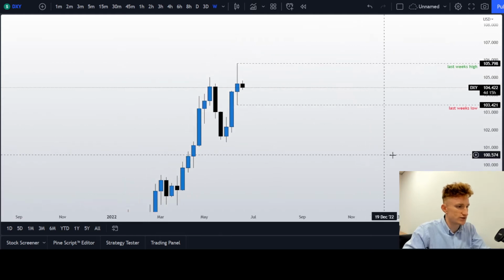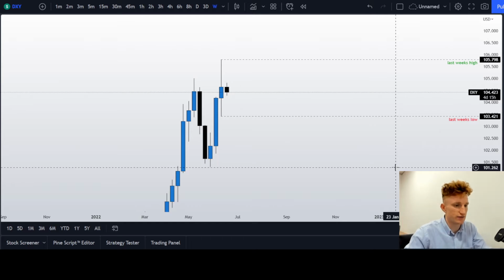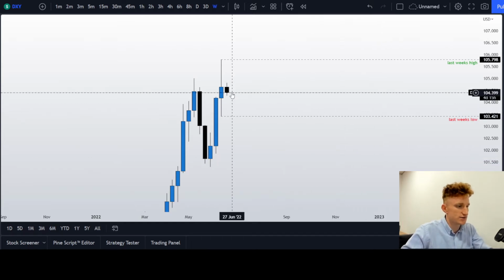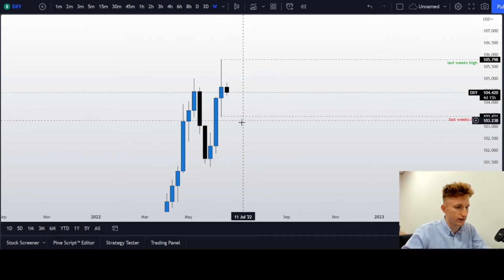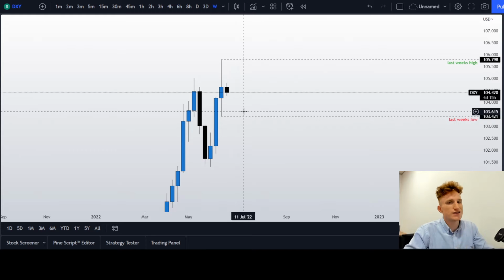You guys know that I always like to seek liquidity, and the easiest liquidity to seek is of course last week's low and last week's high. In an ideal scenario, what I would like to see is that we clear last week's low to then trade higher. But it doesn't necessarily need to be the case.